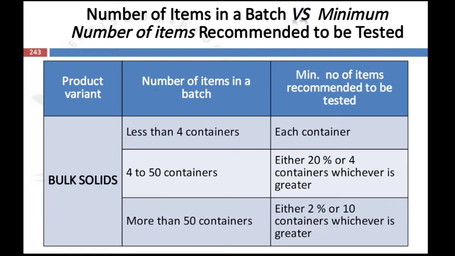Now coming to the bulk solid, if a batch consists of less than 4 containers, we have to take a sample from each container. If a batch consists of 4 to 50 containers, we have to take either 20% or 4 containers, whichever is greater. If a batch consists of more than 50 containers, either 2% or 10 containers, whichever is greater, should be taken for sampling. So these are the number of containers to be sampled.